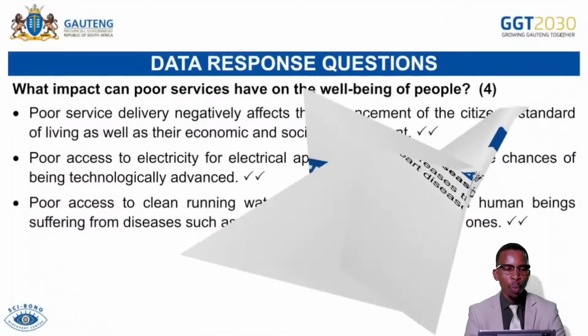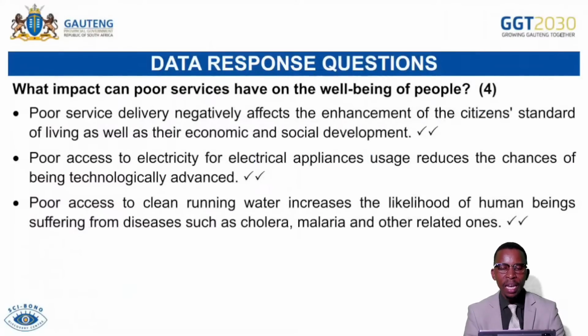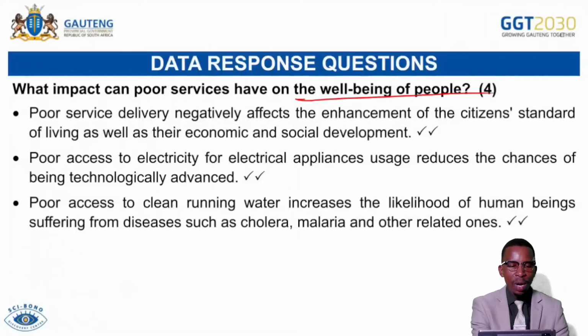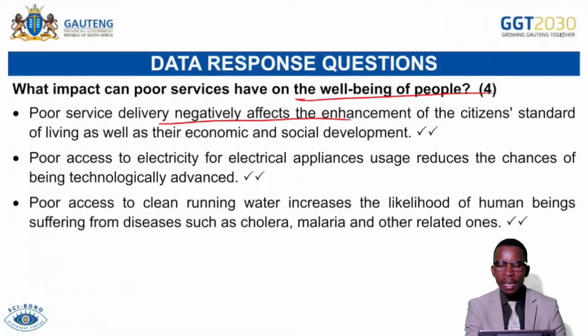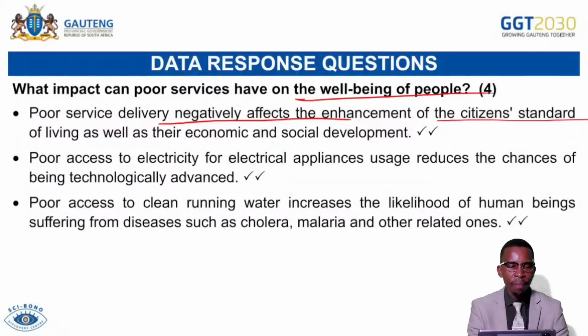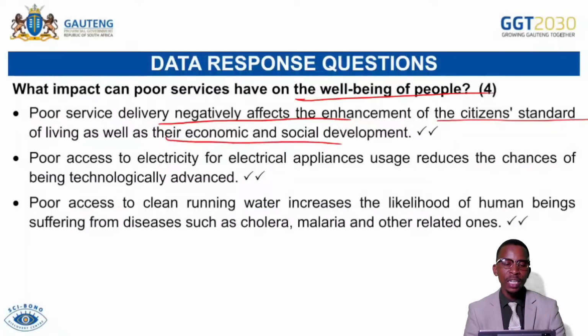And then we continue. What impact can poor service have on the well-being of people? If ever there's poor service delivery, we look at the indicator of public services. If poor services are being delivered, how can that affect the well-being of society? Poor service delivery negatively affects the enhancement of citizens' standard of living as well as their economic and social development.